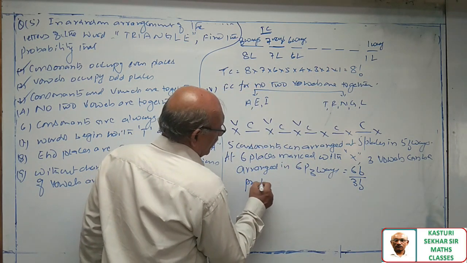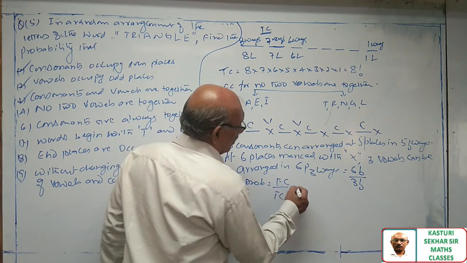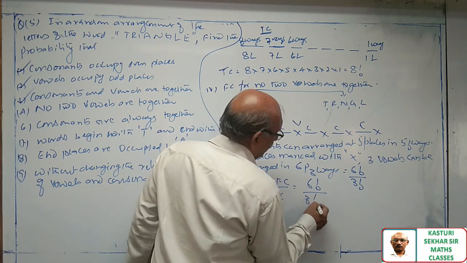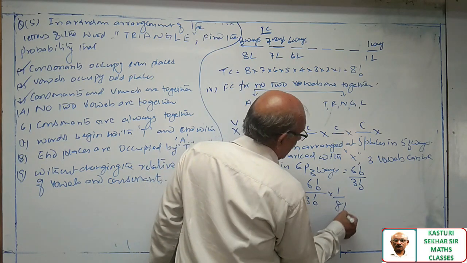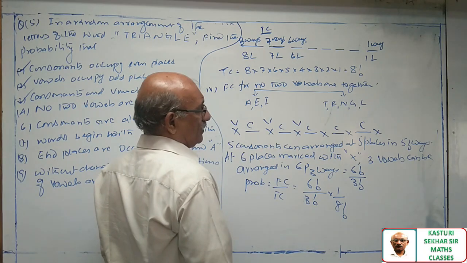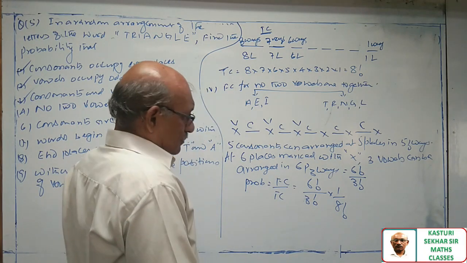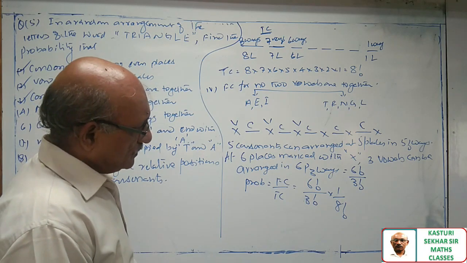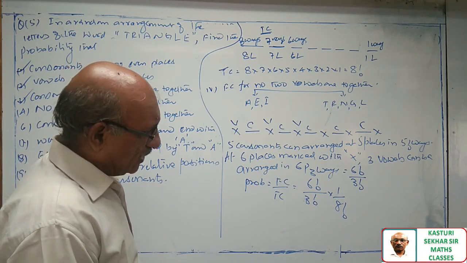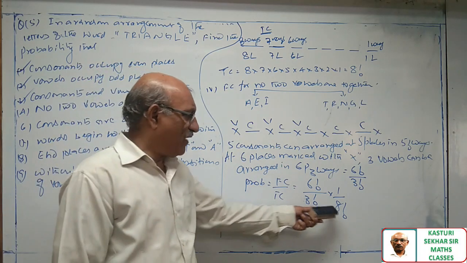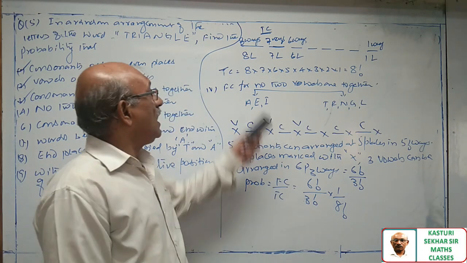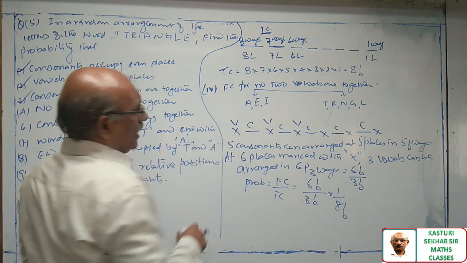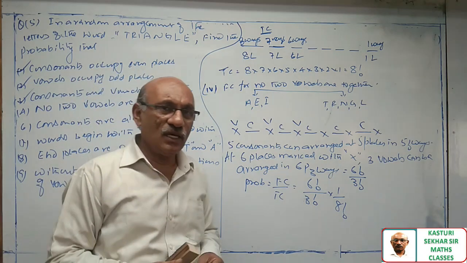So probability is equal to favorable cases to total number of cases. Favorable cases: 5 factorial into 6 factorial by 3 factorial, total number of cases 8 factorial. This 8 factorial is for total number of cases. This is the answer for my 4th question, sir. No doubt.